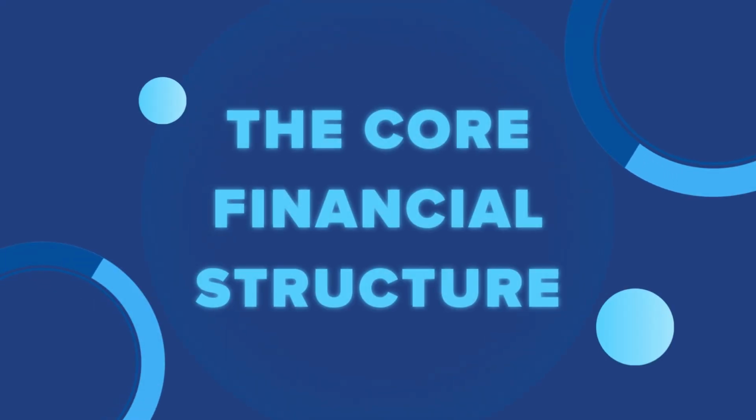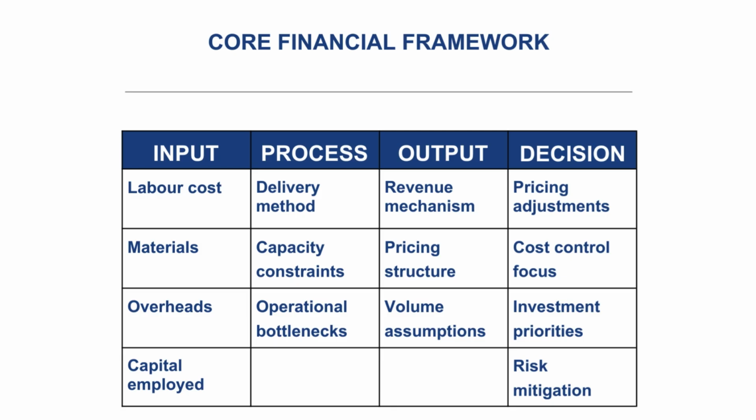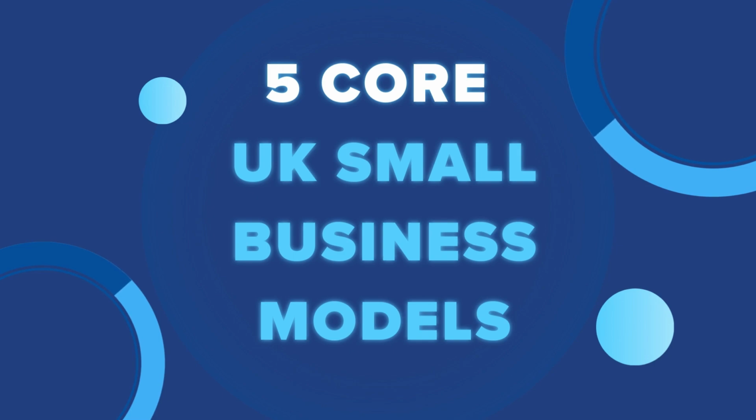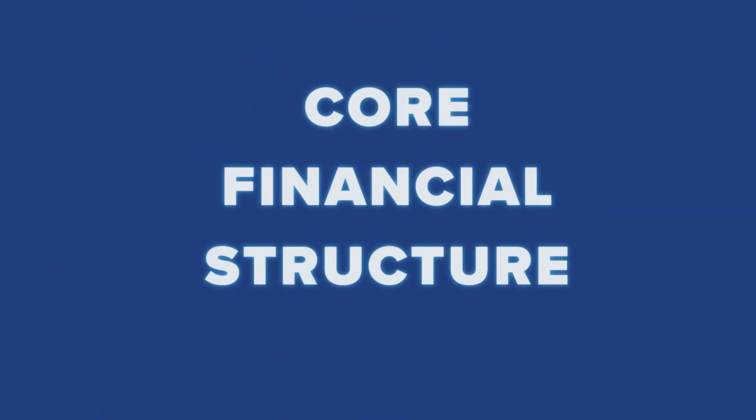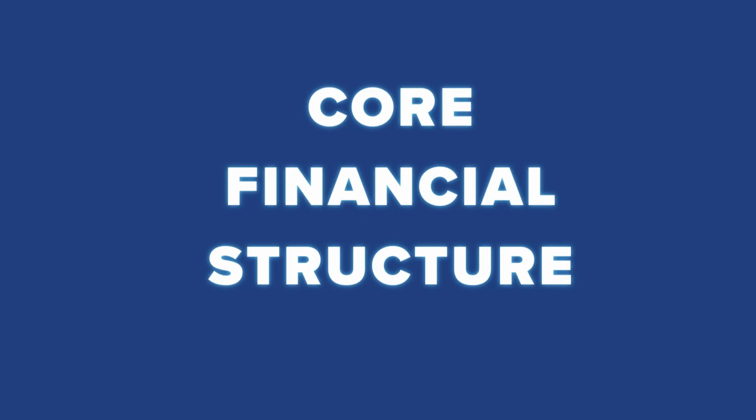Let's simplify this. Input determines your cost base. Process determines your cost efficiency. Output determines your revenue mechanism. And then decision determines your profit outcome. A business model is simply how these four stages connect. Let's look at the 5 core UK small business models and break this down properly with examples, using the core financial structure as our framework.